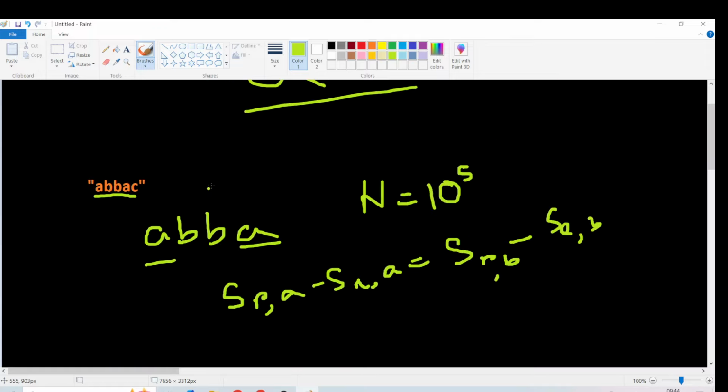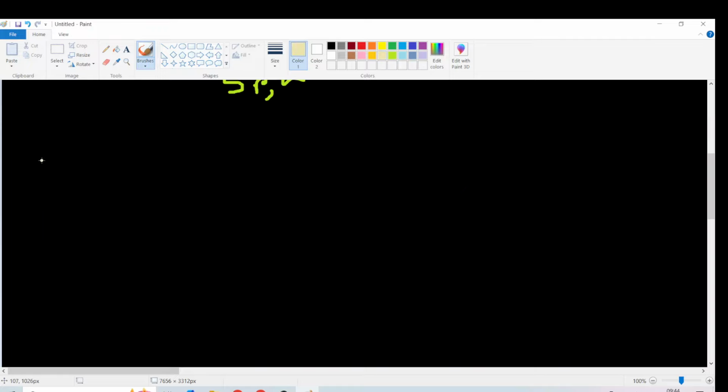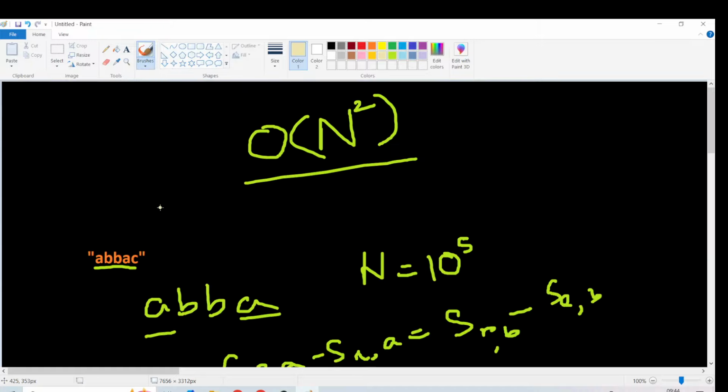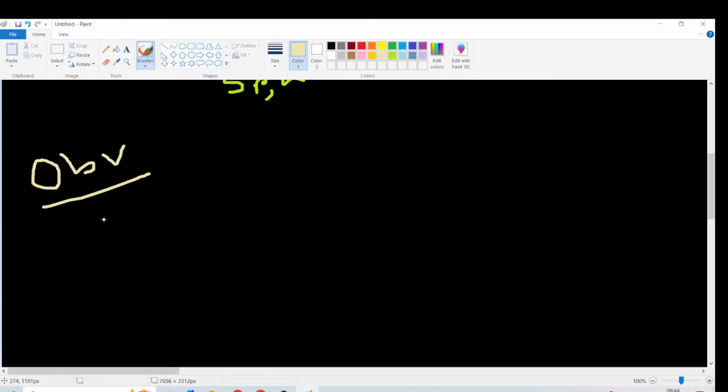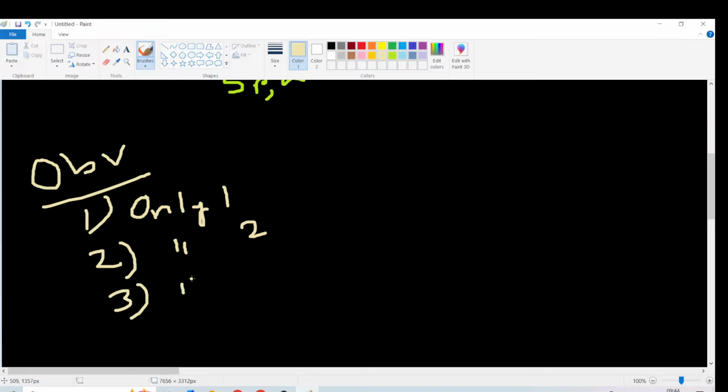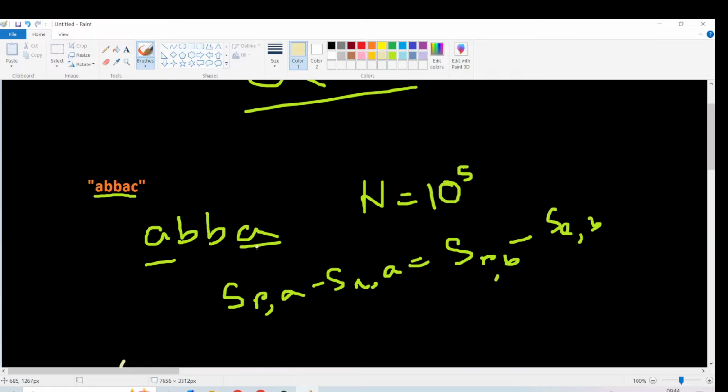Now let's try to think about different cases. We can try to solve this problem in three separate cases. First, only one distinct character is present. Second, only two distinct characters are present. And third, all three distinct characters are present. These three problems do not have a relation between each other, and we can solve them separately.